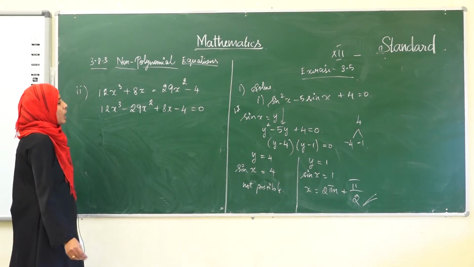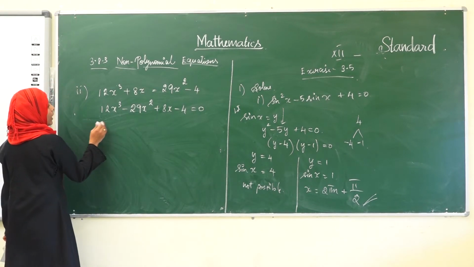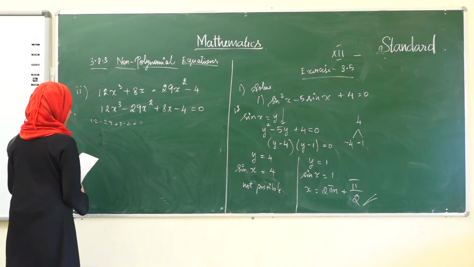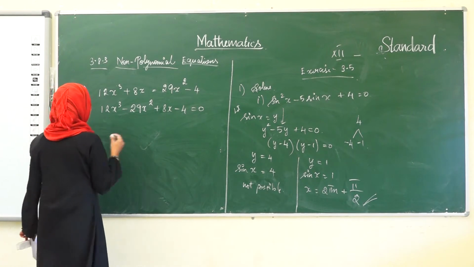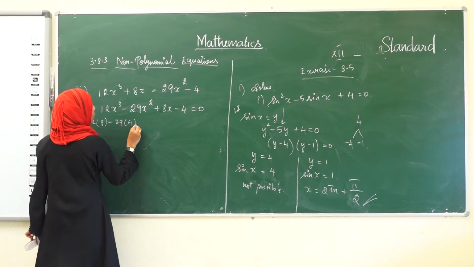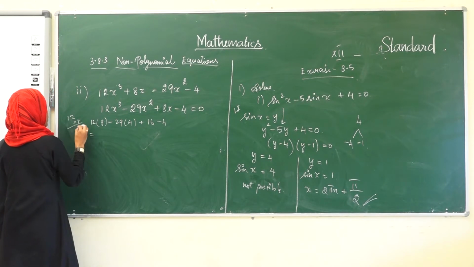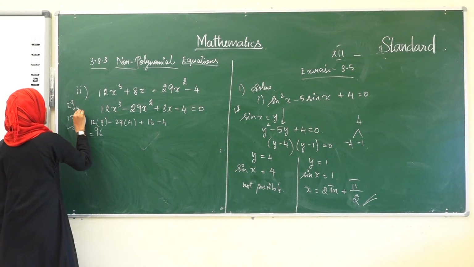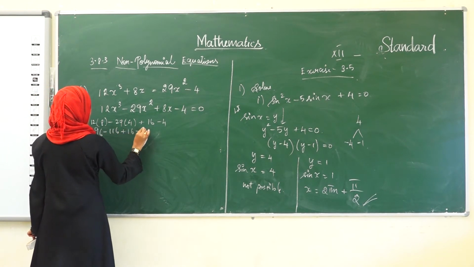We have learned the trial and error method in the previous classes. So let us substitute 1. The value is 12 minus 29 plus 8 minus 4, which will not be equal to 0. Therefore we move on to the next. Let us substitute the value 2. That is 12 into 2 cube, which is 8, minus 29 into 4, plus 8 times 2 is 16, minus 4. 12 into 8 is 96. 29 into 4 is 116. So 96 minus 116 plus 16 minus 4.